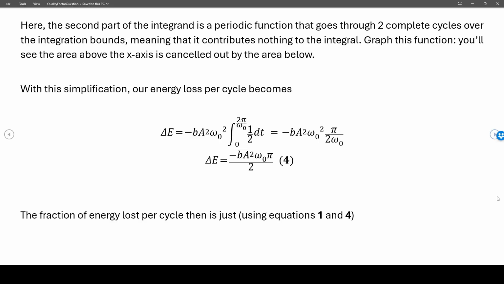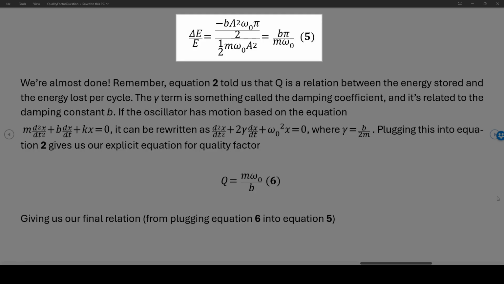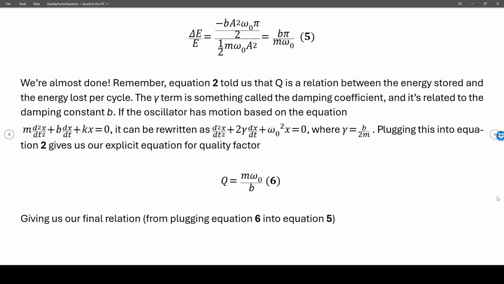And then, if we want to find the total fractional energy loss per cycle, we just need to take equation 4 and divide it by equation 1. Giving us number 5, b times pi over m times omega naught. Now we're almost done. Once we convert equation 5 in terms of Q, we'll be completely done.